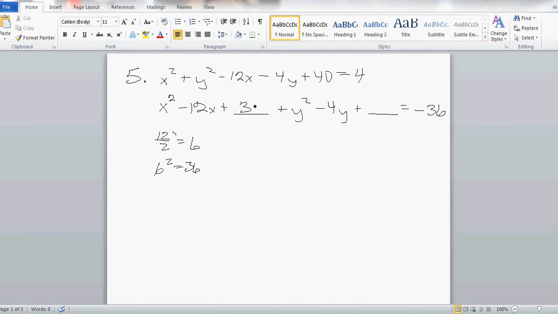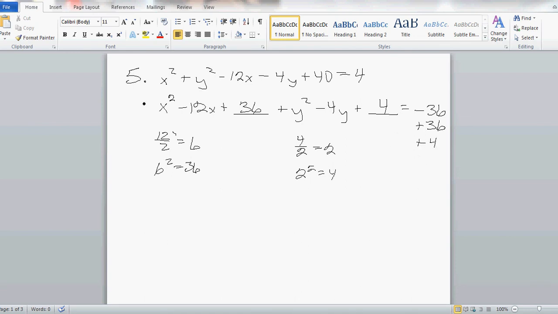So we're going to put 36 here. But to keep it equal, we're going to have to come over here and add 36 to this side. Otherwise, if we just add 36 to this side, we have changed the entire problem. Likewise here, we're going to take half of 4, which is 2, and then square it to get 4. So that goes 4 there, but to keep it equal, we're going to have to add 4 to this side as well.